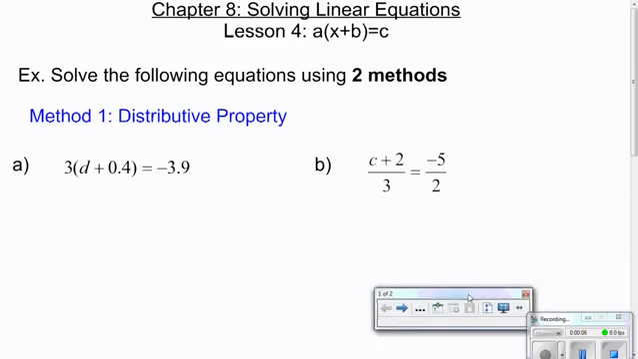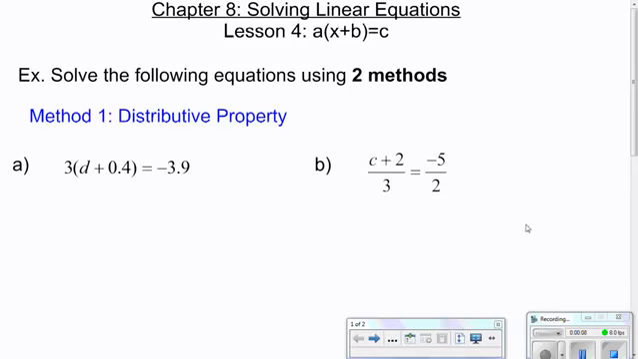All right, moving forward with Chapter 8, solving linear equations, we have moved into Lesson 4. We are moving past basic one-step and two-step equations, and we're starting to use some distributive properties. So we've got some brackets involved, and we're going to have some coefficient, or maybe a couple terms being divided by something. So I'm going to show you a couple different strategies.